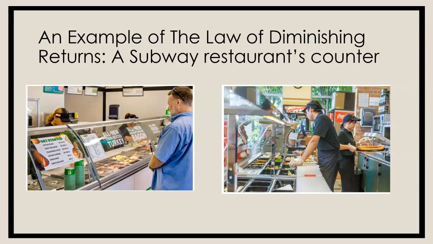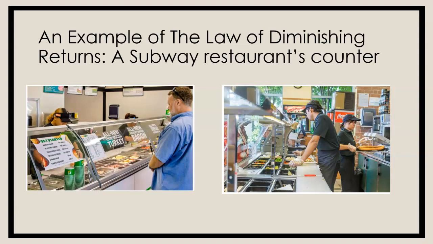If you add a fifth worker to this fixed input, the counter, remember, is a fixed size. What's that person going to do? They're going to have a hard time finding a task to perform. They're probably just getting into everybody else's way. So they may actually lower the productivity of the sandwich making operation. So the fifth worker definitely contributes less to production than each preceding worker.